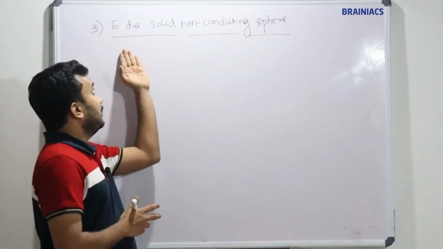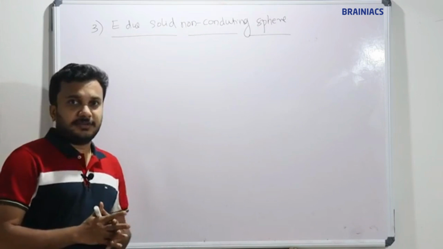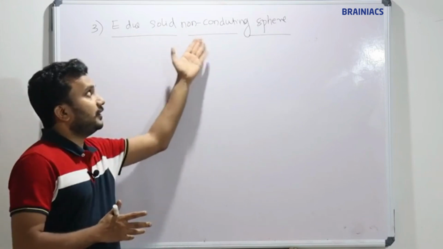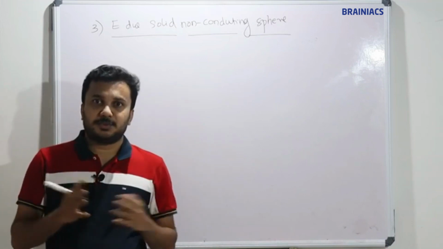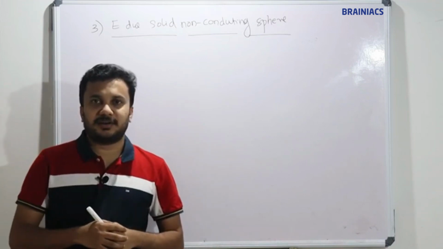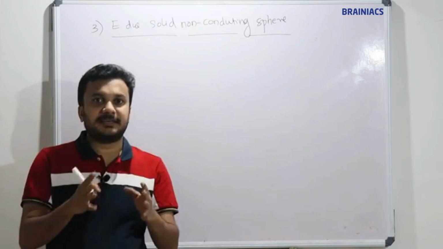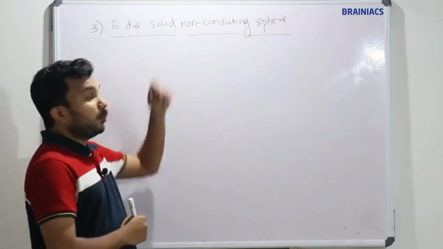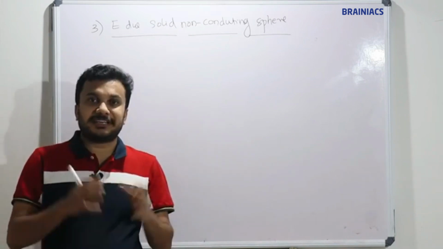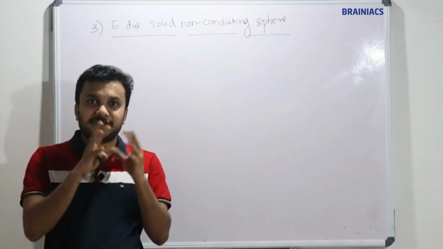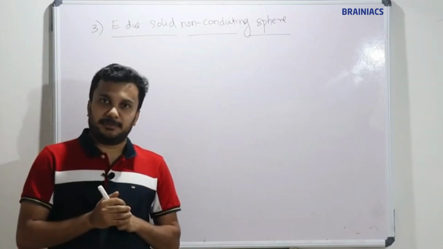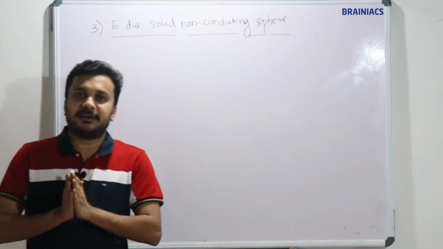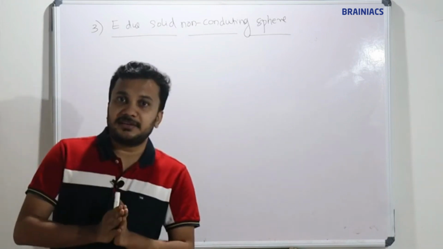So the third one: we are going to find the electric field intensity using a solid non-conducting sphere. What is a solid conducting sphere? Last class we learned about the solid conducting sphere, which means inside it is empty. A solid non-conducting sphere means inside it is non-empty, it is filled, like a fully iron pipe. So we are going to find the electric field intensity inside, outside and on the surface.